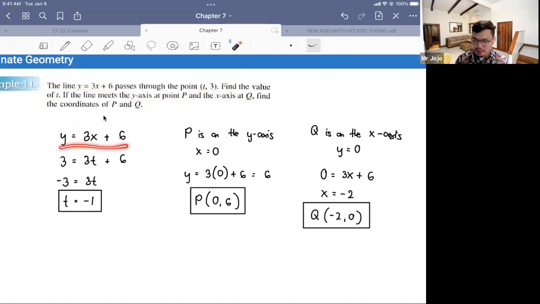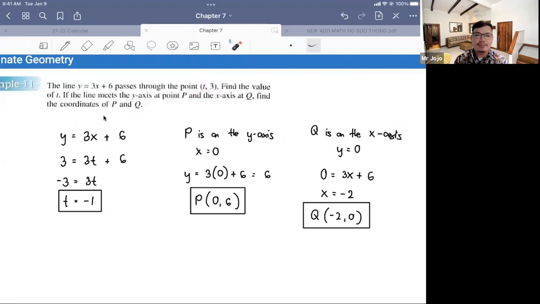So for that, this is my answer. Given the equation y equals 3x plus 6, you're given (t, 3). So t is x, 3 is y. So substitute them both here. So that's why this is 3 equals 3t plus 6. And then solving, t is equal to negative 1, right? That's the first question. Now, second question.